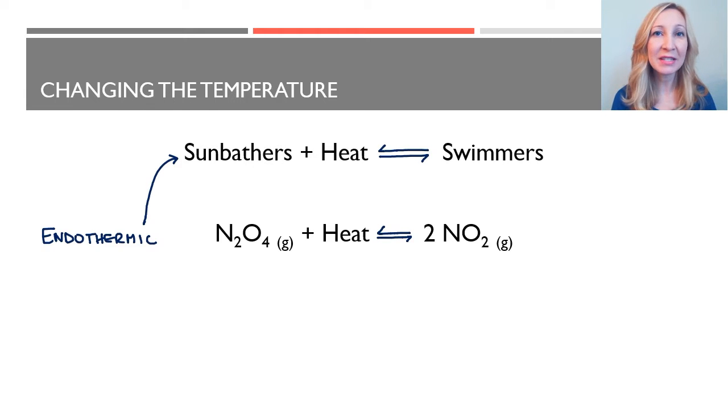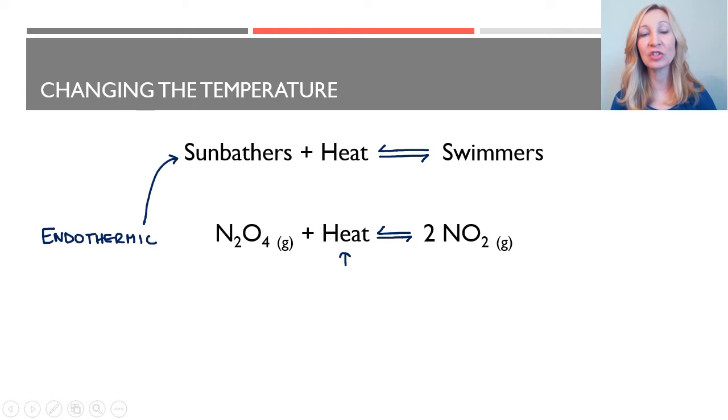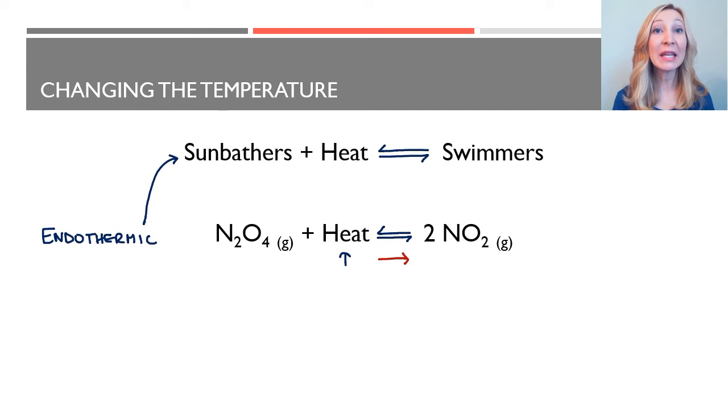Now we treat this like heat is a particle. If we were to increase the concentration of heat, what happens? If we were to decrease the concentration of heat, what happens? So go back to the notes you took on concentration, and it's going to be the exact same pattern. So if we increase the heat, we're going to produce more products, because this is an endothermic reaction. If we increase the temperature of our sunbathers and swimmers scenario, we're going to get more swimmers.